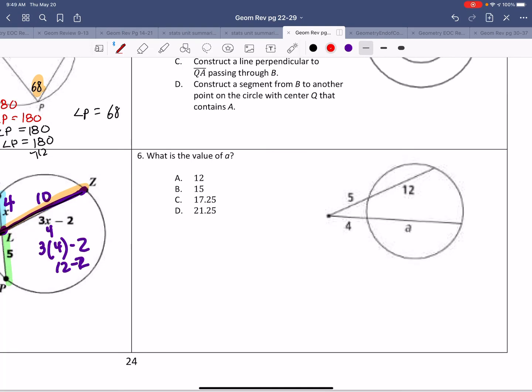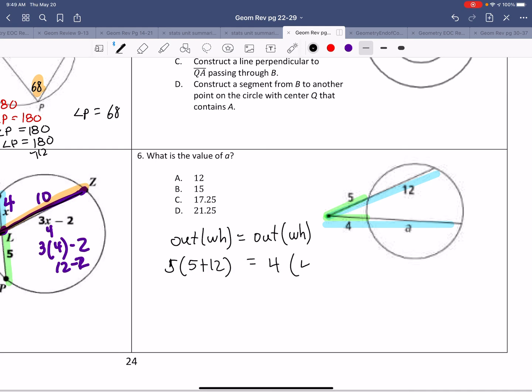Okay, last one. The part on the outside times the whole thing has to be equal to the part on the outside times the whole thing. So that's just like the other question. It looks slightly different because both are secant lines instead of one being secant and one being tangent. So the part on the outside of the first line is 5, and the whole thing is 5 plus 12. The part on the outside is 4, and the whole thing is 4 plus a. Now, all they want us to do is solve for a, so we'll do that.